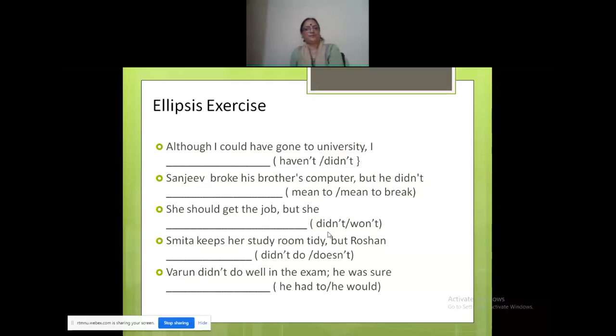I didn't. Why didn't? Past tense of what? Have gone. Perfect past tense. Absolutely correct answer. I could have gone means past tense of could. So should ka past tense hai should have, could ka past tense hai could have. So I could have gone to the university, but I didn't. Absolutely correct.